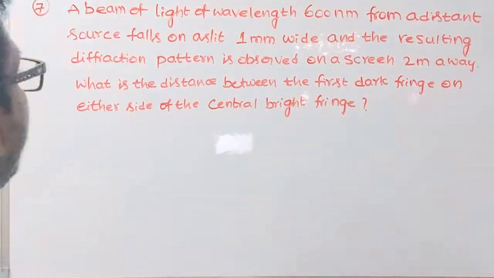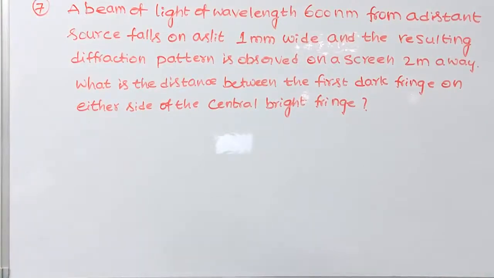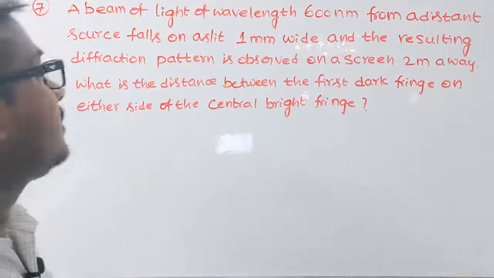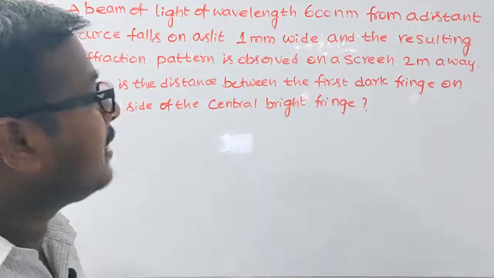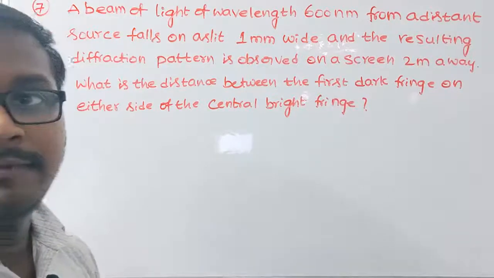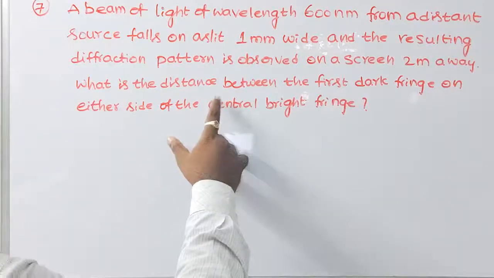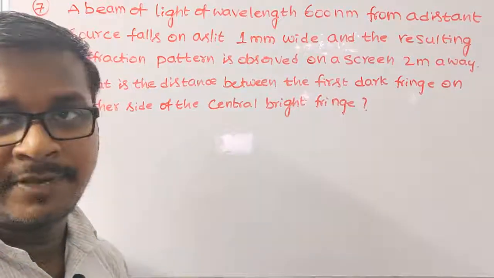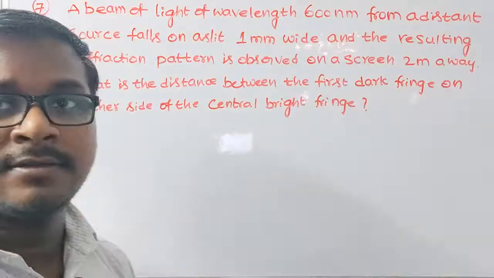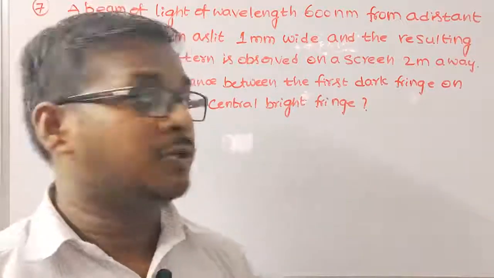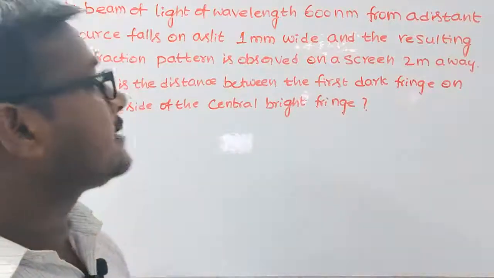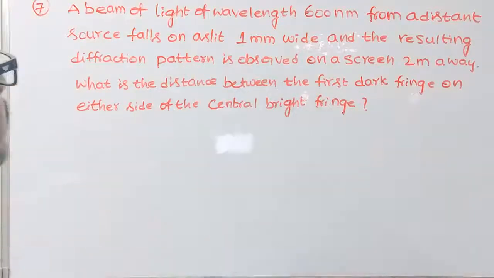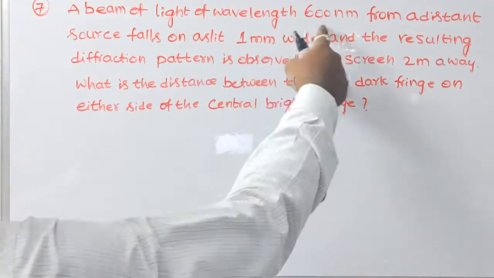Seventh problem: a beam of light of wavelength 600 nanometer from a distant source falls on a slit 1 millimeter wide, and the resulting diffraction pattern is observed on a screen 2 meter away. What is the distance between the first dark fringe on either side of the central bright fringe? Dark fringes and bright fringes are formed due to Young's double slit experiment. In this problem, wavelength lambda is equal to 600 nanometer.